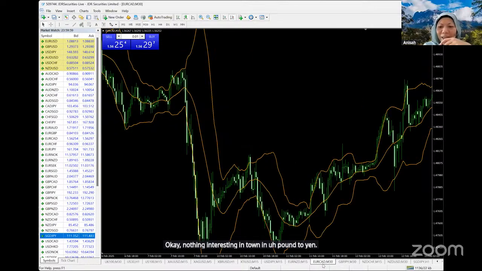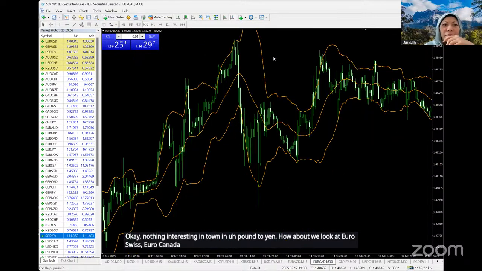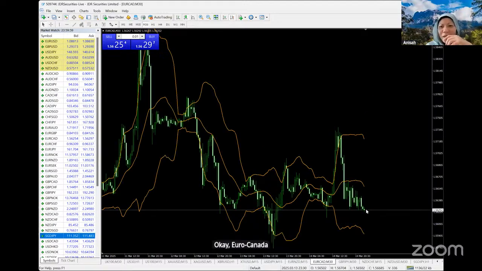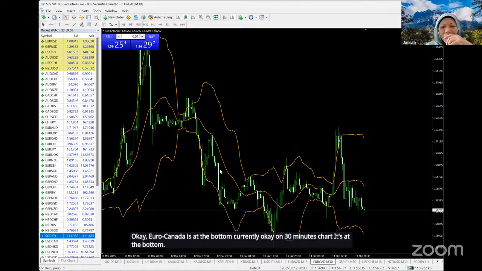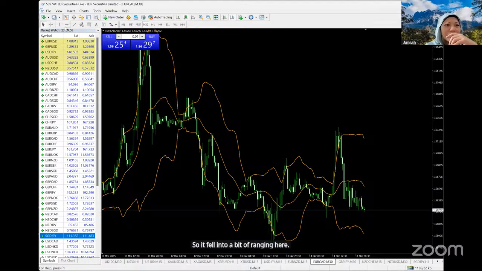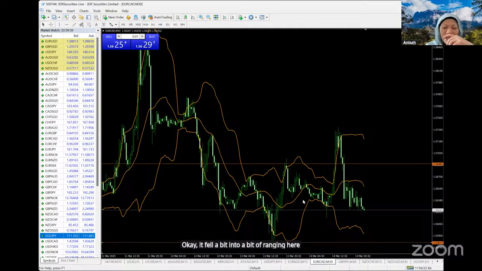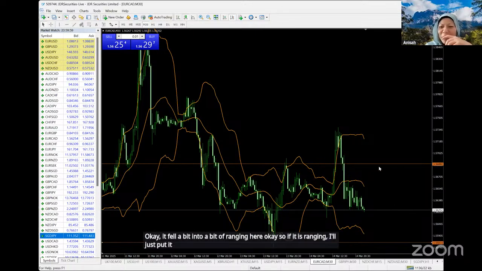How about we look at Euro Swiss, Euro Canada. Euro Canada is at the bottom currently on the 30-minute chart. It fell into a bit of ranging here. If it is ranging, I'll just put it aside. There's nothing much to trade.